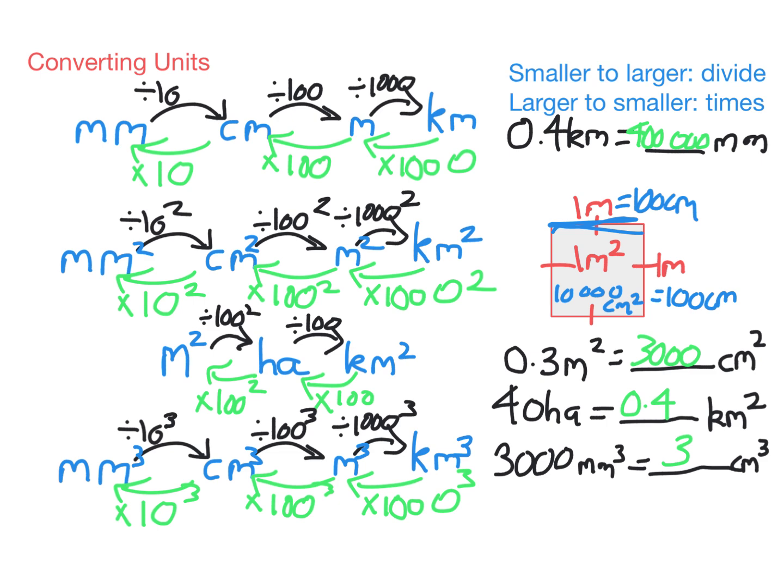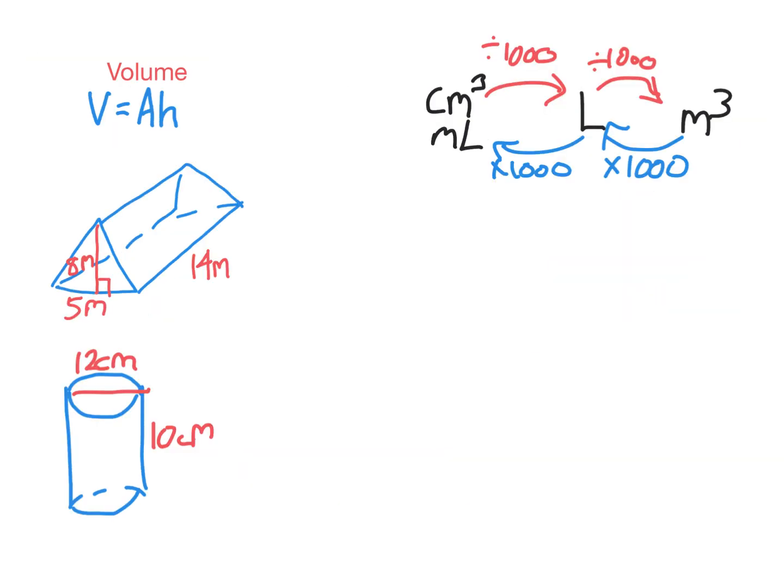All right, let's now have a look at volume. So we looked at the volume of a prism. The volume of any prism can be calculated using this formula AH. A is the area of the base and H is the perpendicular height. So what does that mean?